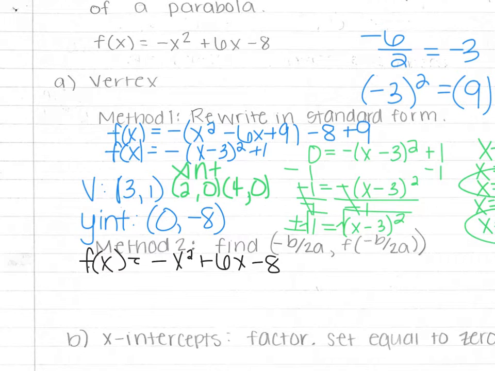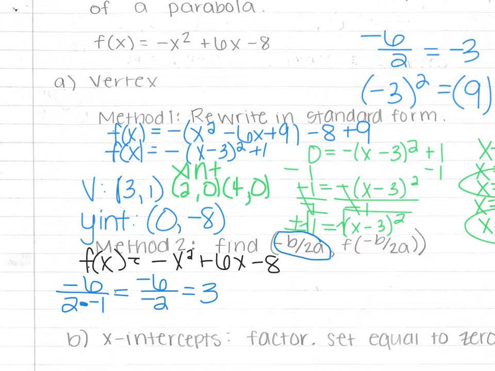So we're going to take here this negative b over 2a. So negative 6, because we want the opposite of our b term, which is 6, over 2 times negative 1. Well, this gives us a negative 6 over negative 2, which when we simplify is positive 3. Then we can substitute that back into our equation. So we want to find f of 3, which means everywhere we had an x, we replace it with a 3.